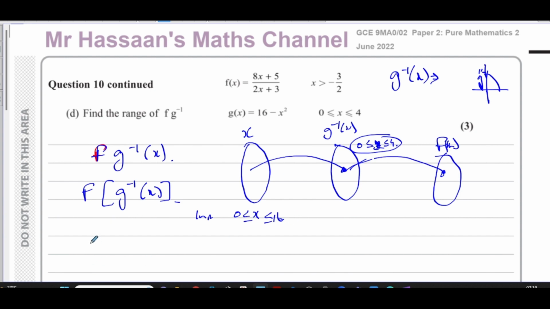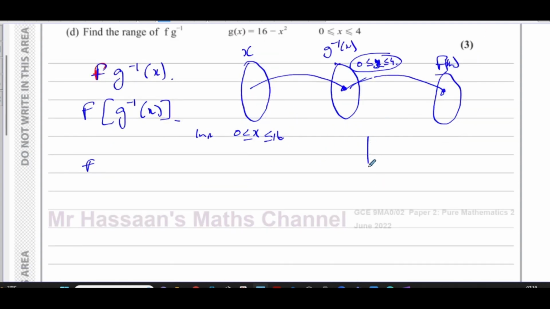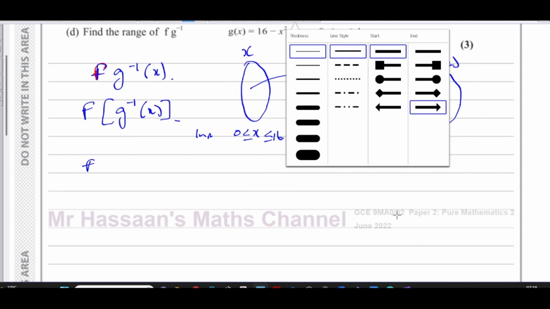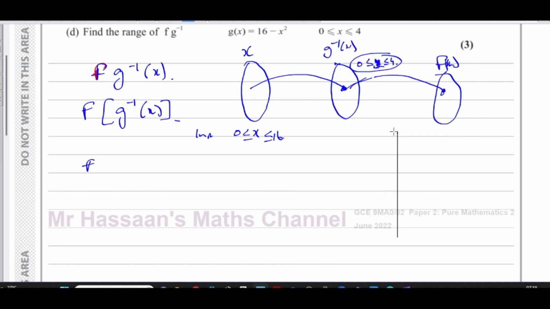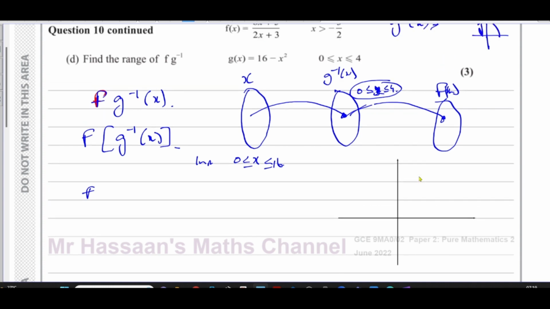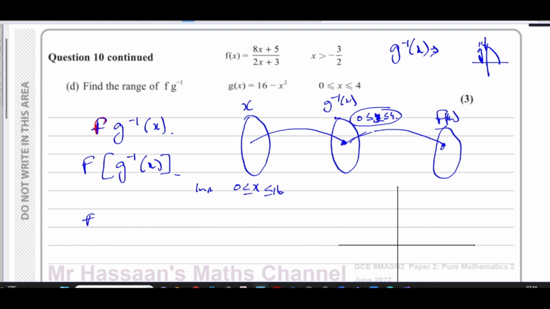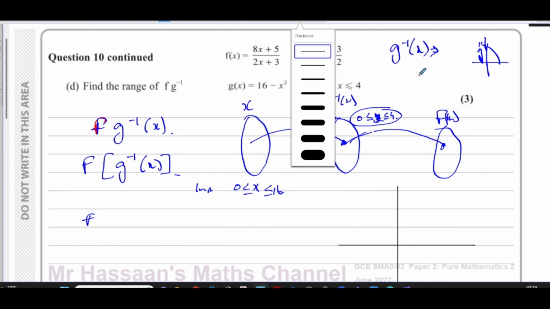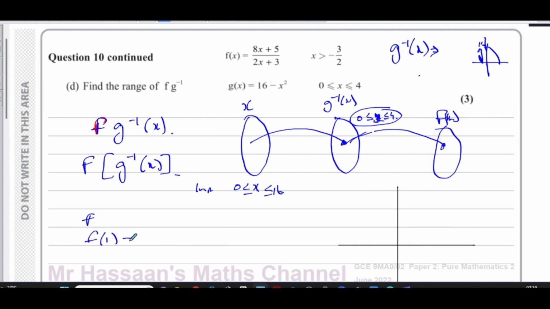Well, let's see. If we think about this function f of x, we have to think about how it looks, so I'm going to do a little graph. We were asked to rewrite it, which helps us a little bit. If we think about how we rewrote it, we said f of x is equal to 4 minus 7 over 2x plus 3.